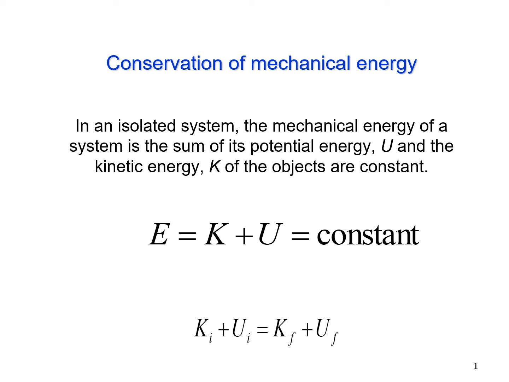Good evening. So in this subtopic, we will look into conservation of mechanical energy. In an isolated system, the mechanical energy of a system is the sum of its potential energy and the kinetic energy. So total energy will be equivalent to the summation of kinetic and potential. So conservation of energy means initial total energy will be equivalent to the final energy.